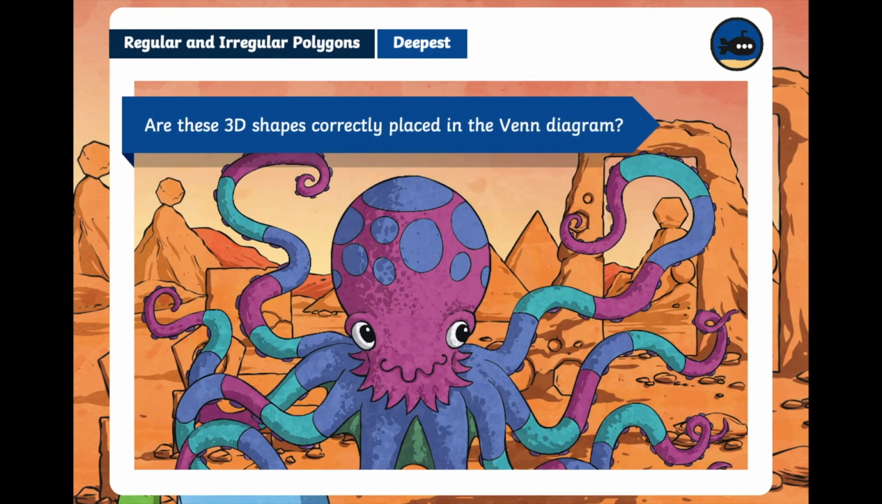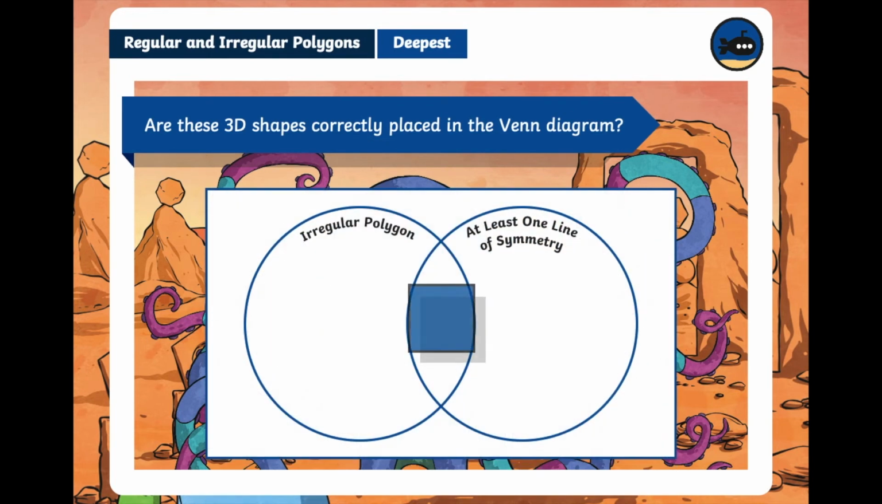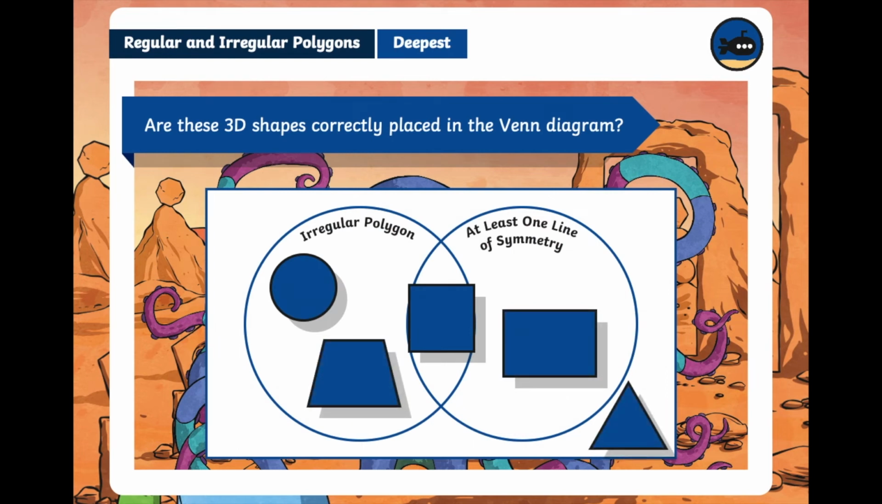Are these 3D shapes correctly placed in the Venn diagram? So on the side of irregular polygon we have a circle and a trapezium. In the middle, so belonging to both categories of irregular polygon and at least one line of symmetry, we have a square. And then with at least one line of symmetry we have a rectangle. And then on the outside, because that's saying it doesn't fit into either of those categories or the middle, we have an equilateral triangle. So think about what you already know about polygons and have these shapes been sorted correctly?